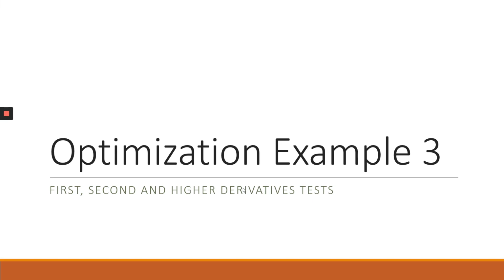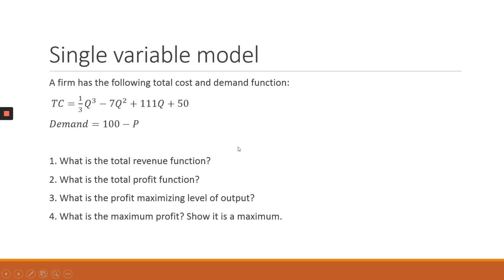Example of optimization problem. In this example, we are still working with a single variable model. So the problem says a firm has the following total cost and demand function, right?